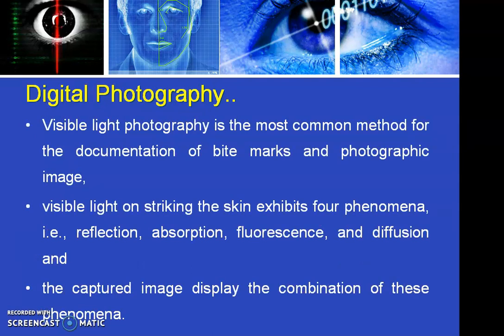Now, some visible light photography. It is the most common method for documentation of bite marks and a photographic image. Over here, the visible light exhibits four phenomena: reflection, absorption, fluorescence, and diffusion. And the captured image displays a combination of these phenomena.